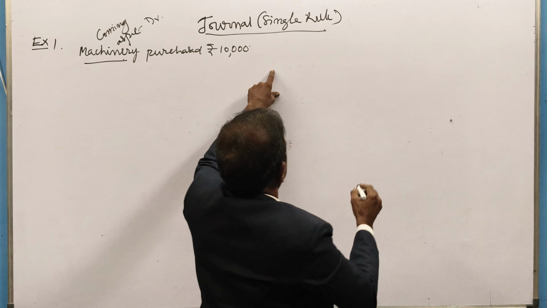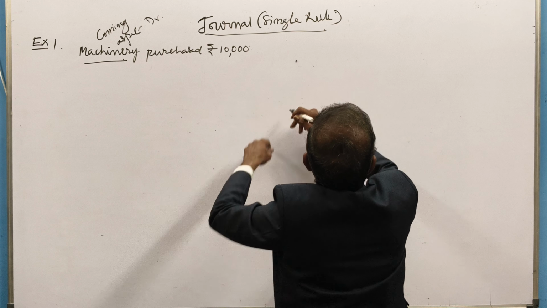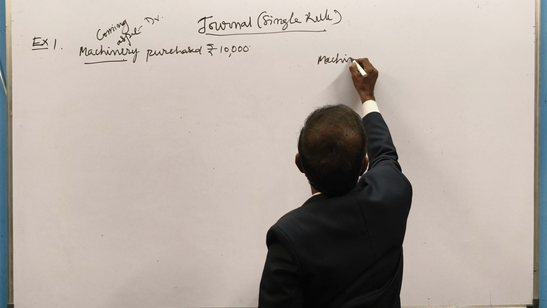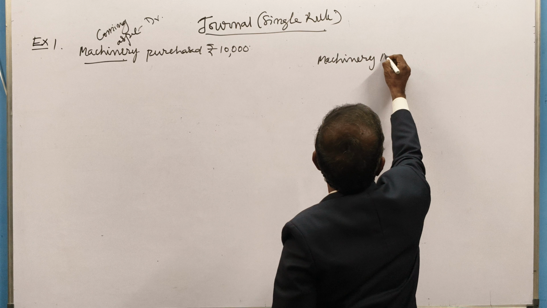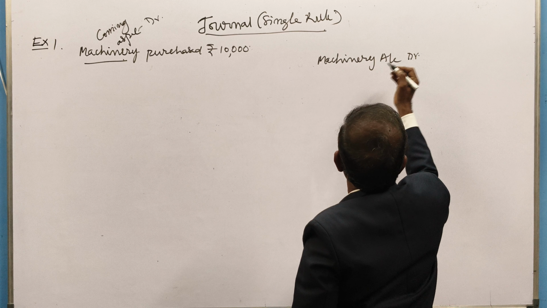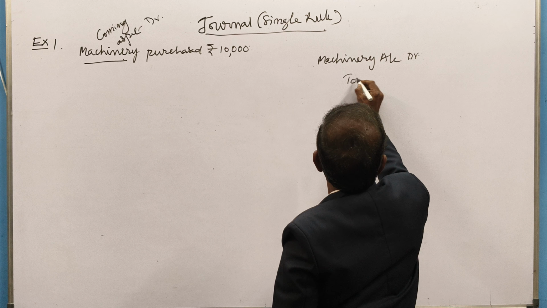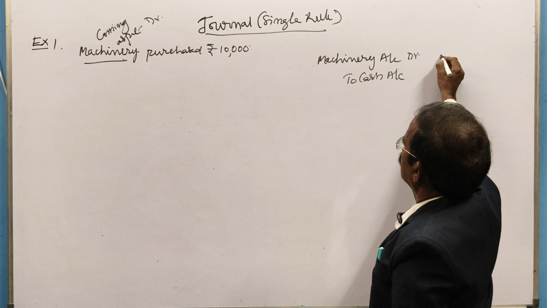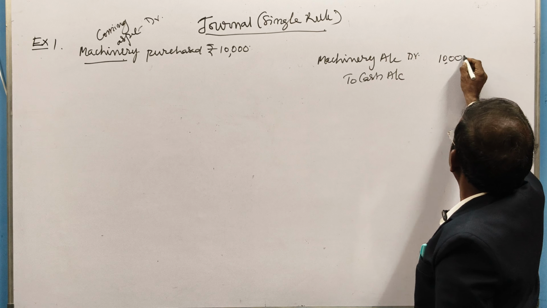So we write the journal entry as machinery account debit to cash account 10,000.